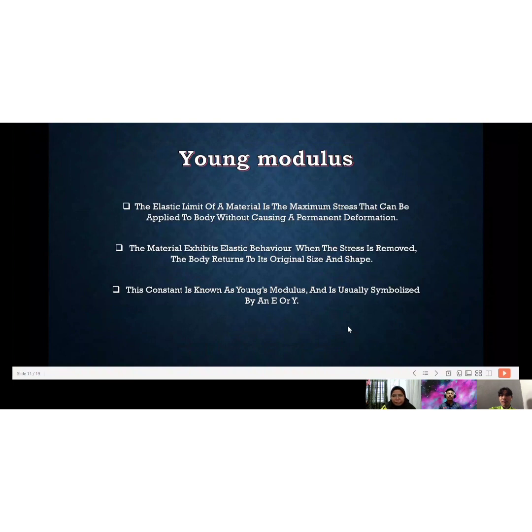Young modulus. The elastic limit of a material is the maximum stress that can be applied to a body without causing a permanent deformation. The material exhibits elastic behavior: when the stress is removed, the body returns to its original size and shape. This constant is known as Young modulus, and it is usually symbolized by E or Y.